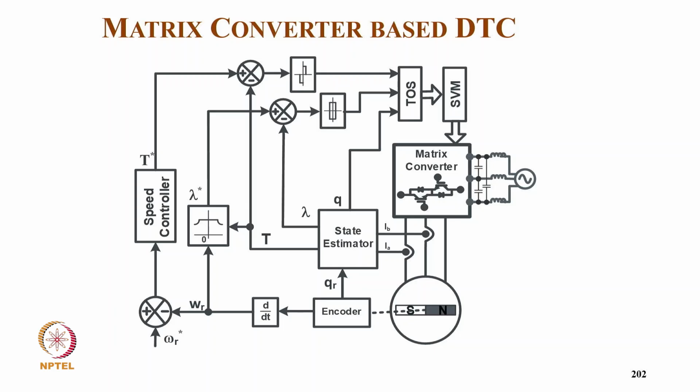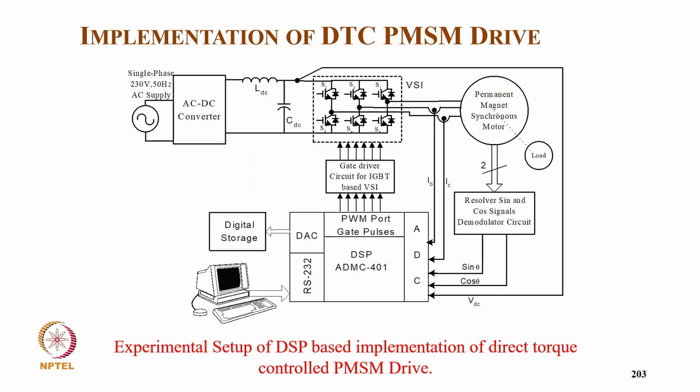Now this is a matrix converter for DTC. We have the position, and from position we get the speed, and from the speed controller, with reference speed, we get the torque reference. From speed we get the flux reference, and from current and position we estimate the torque and flux. From this, with the reference flux and torque, we go to the 3-level torque control and 3-level flux control. So we get the dTe and d lambda, and from the flux sector we get the table of optimal switching for space vector modulation to give a signal for the matrix converter. And this is typically the implementation of DTC drive.